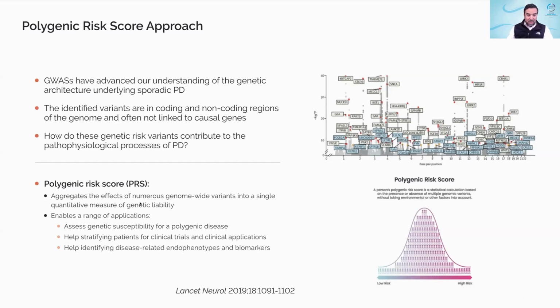This PRS concept, or polygenic risk score concept, has been applied in many ways, including assessing the genetic susceptibility for a polygenic disease, helping stratify patients for clinical trials and clinical applications, and also helping identify disease-related phenotypes and biomarkers, which I'm interested in.